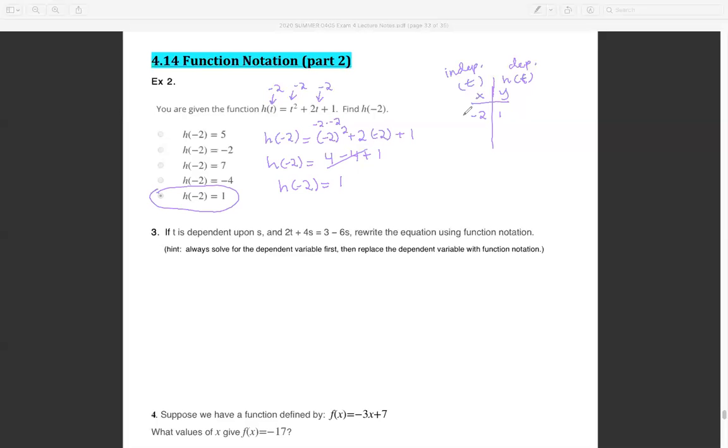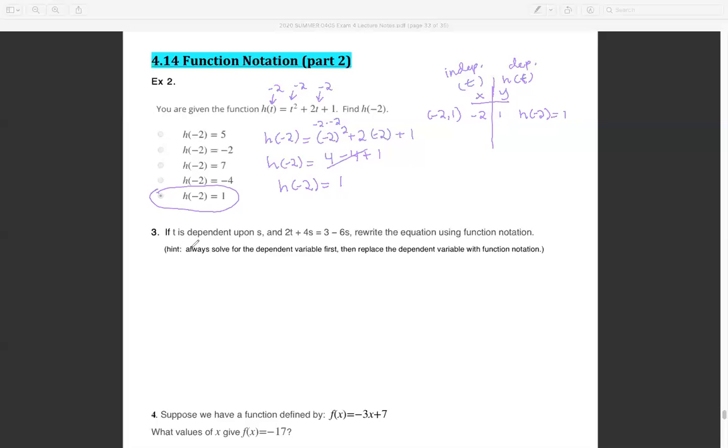So could you write that as an ordered pair of (-2, 1)? Yes. Could you also write that in function notation? h of -2 equals 1. Yeah, so there's 3 different ways that you could write that little ordered pair.